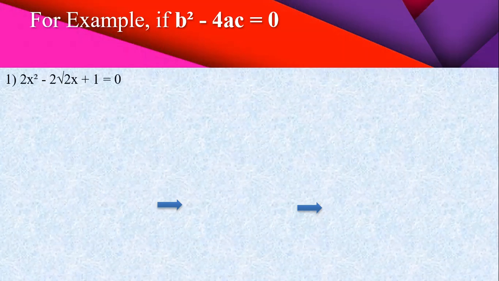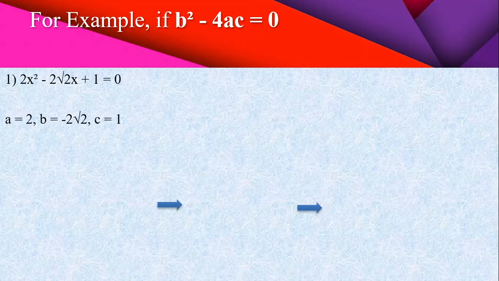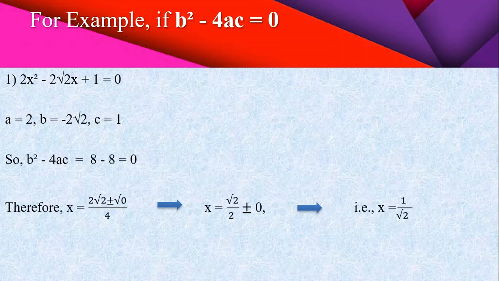Now consider another example. 2x square minus 2 root 2x plus 1 equal to 0. Here a is 2, b is minus 2 root 2 and c is 1. So here the discriminant value is b square minus 4ac equals to minus 2 root 2 whole square, which is 8, minus 4ac is minus 4 into 2, 8. So 8 minus 8, 0. So since the discriminant is 0, here this quadratic equation will have two equal real roots.